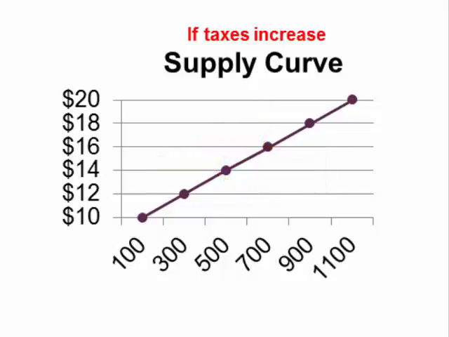Just like if taxes decrease, it gets cheaper, then you can shift it to the right. So taxes can have an effect either left or right. Increasing will drop the supply curve. Taxes decreasing, that means you're paying less taxes, will shift it to the right.